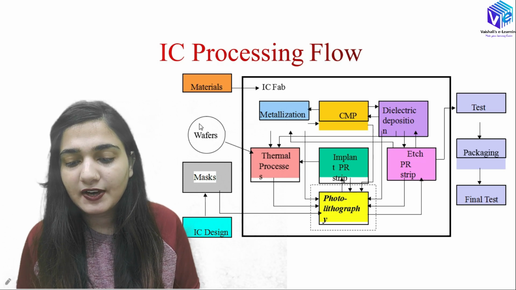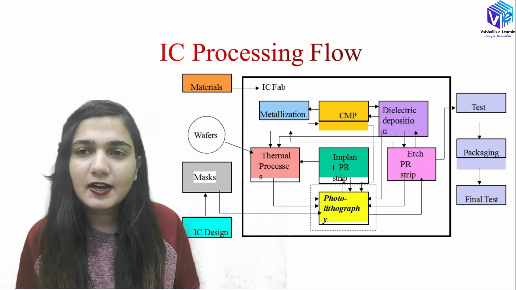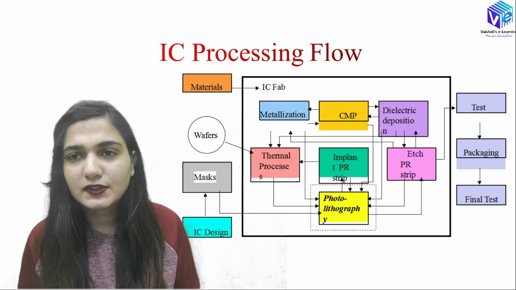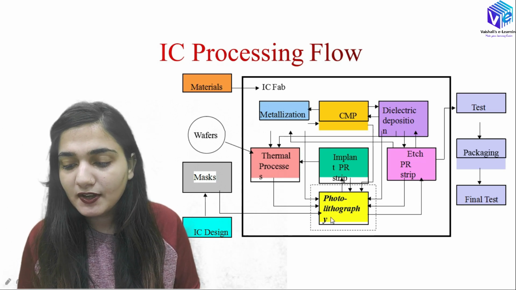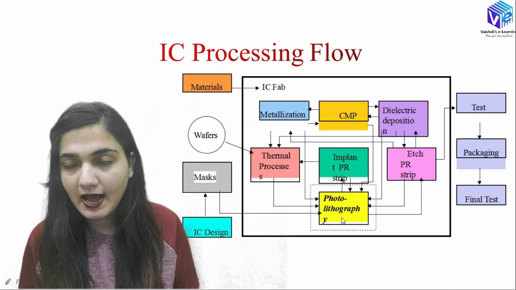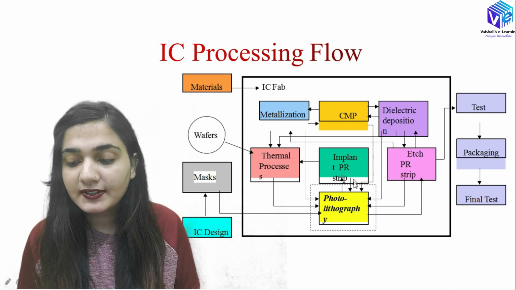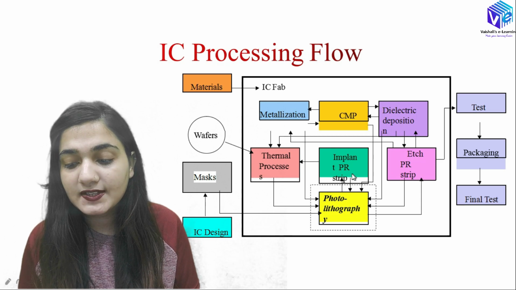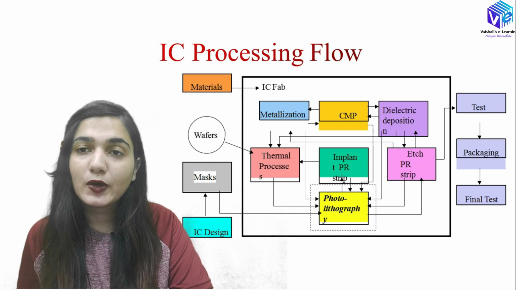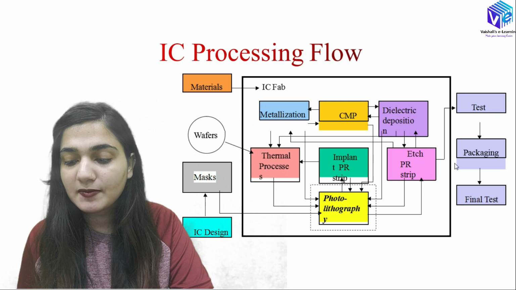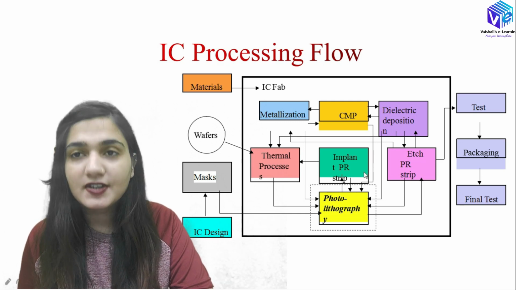So now we have the wafers. Wafers go to the thermal processes. In the thermal processes I have already told you about the oxidation process, and after the oxidation process we are doing the photolithography process. Now in the photolithography process we have a mask. After that we have the photoresist strip. After this photolithography process I have to remove the photoresist where its property has changed, so I will be using the photoresist stripping process.